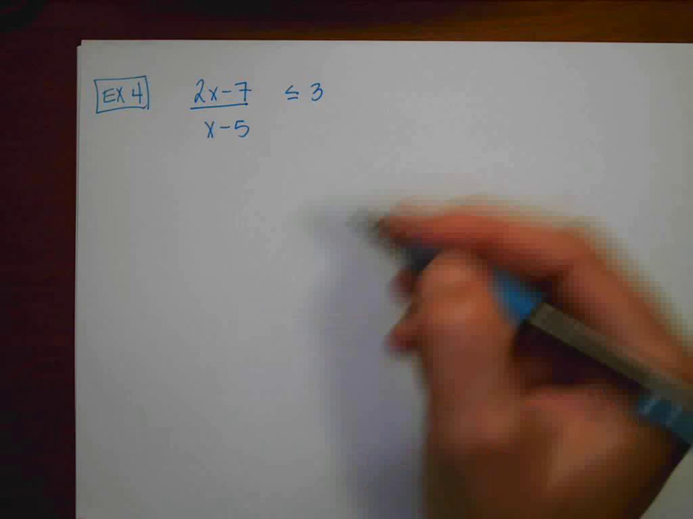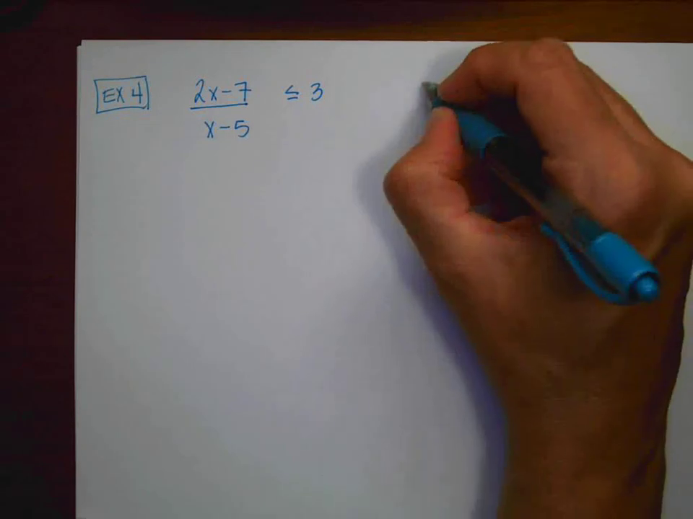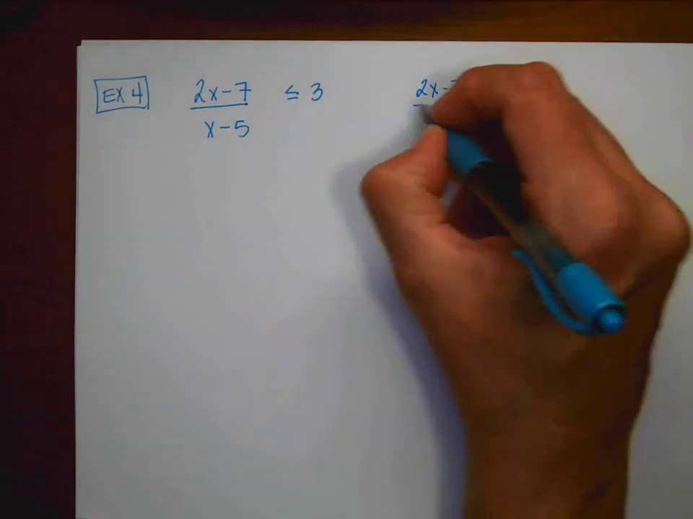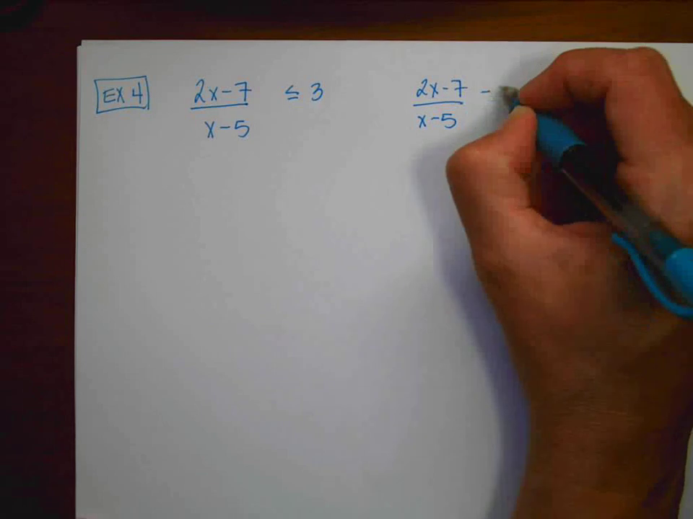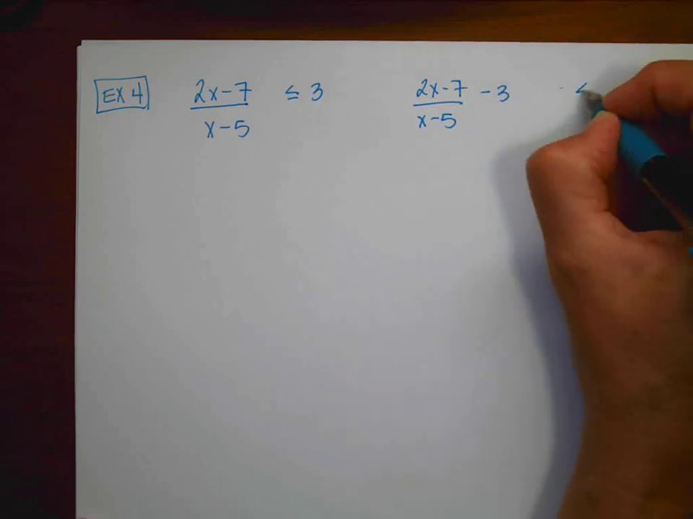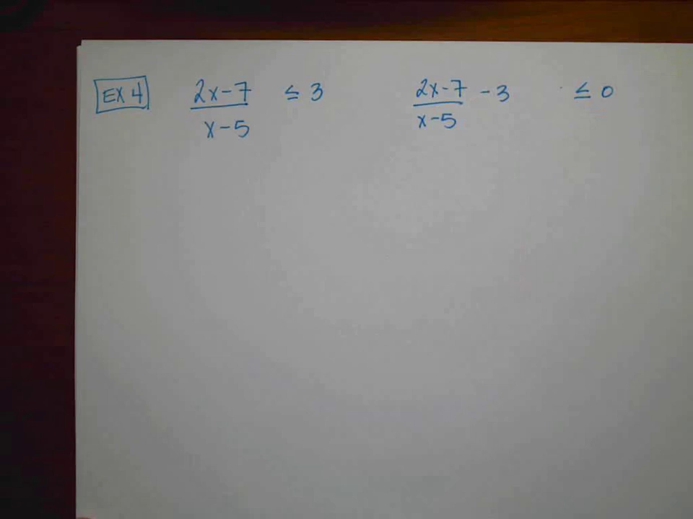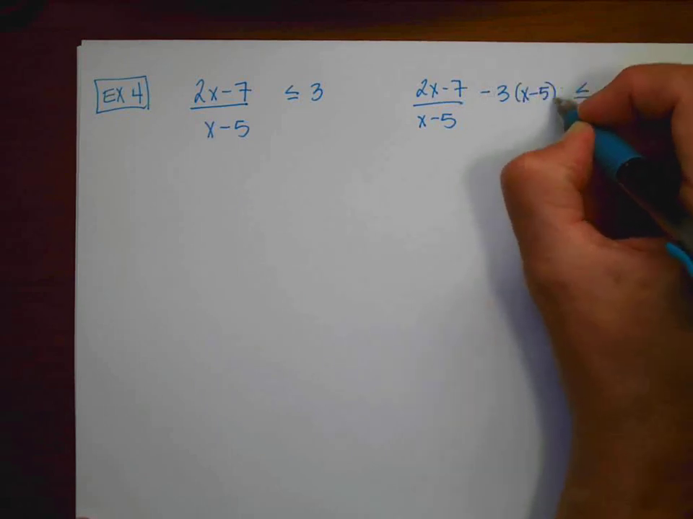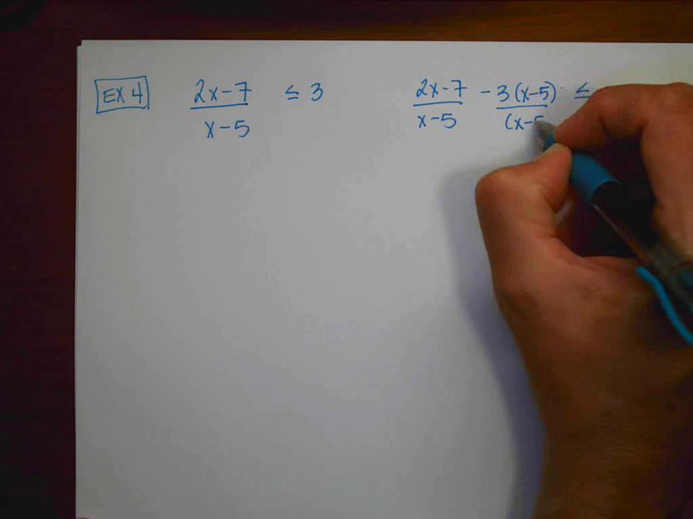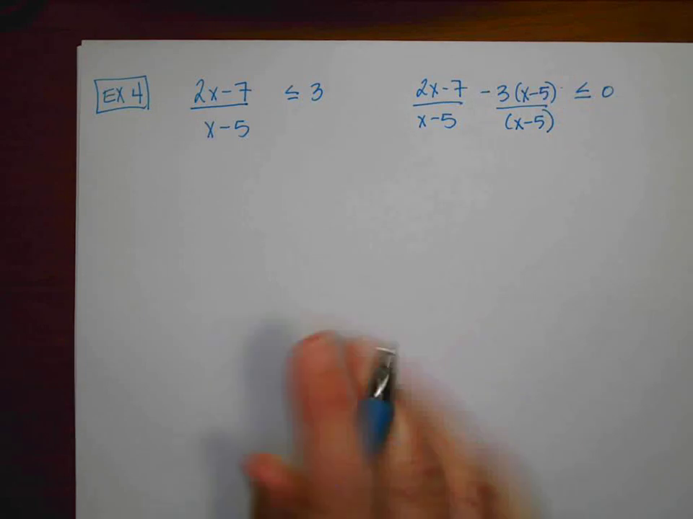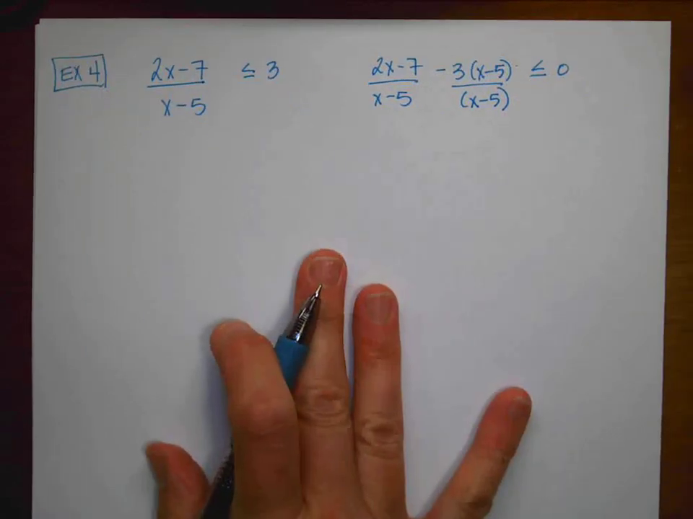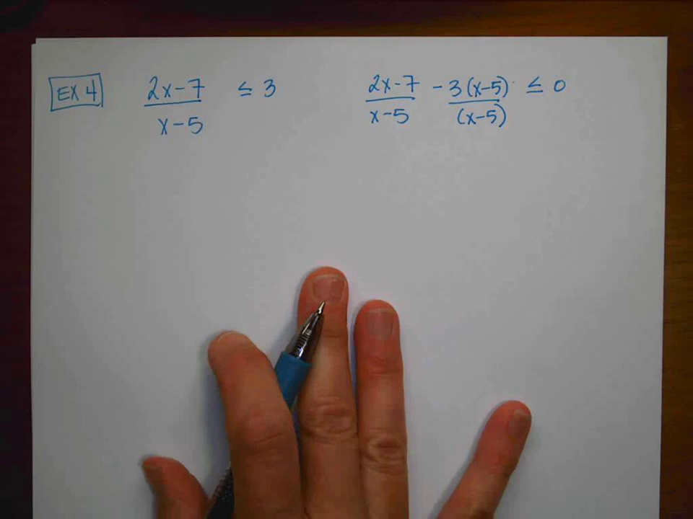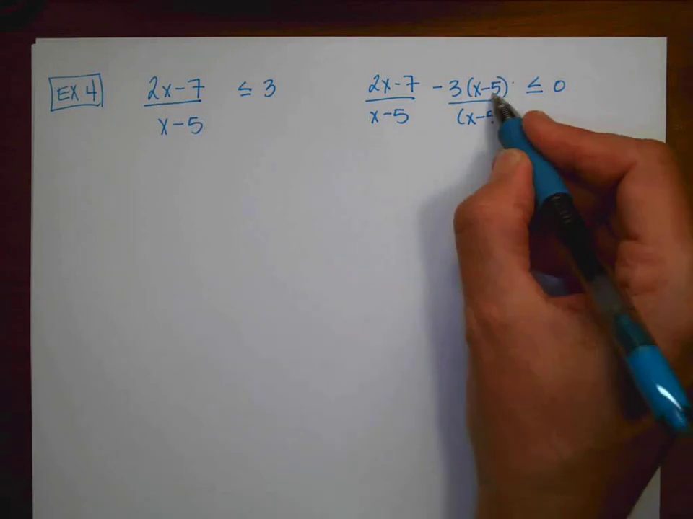I'm going to take the approach of managing the 0. So I'm going to change this to be 2x minus 7 over x minus 5 minus 3, and I'm going to leave some space because I have some math to do, less than or equal to 0. Because then I think it makes the inequality a little bit easier. So to be able to put these two rational functions together, I'm going to multiply this one by x minus 5 over x minus 5. Because I can multiply any equation by 1, and I just get to choose what that 1 looks like.